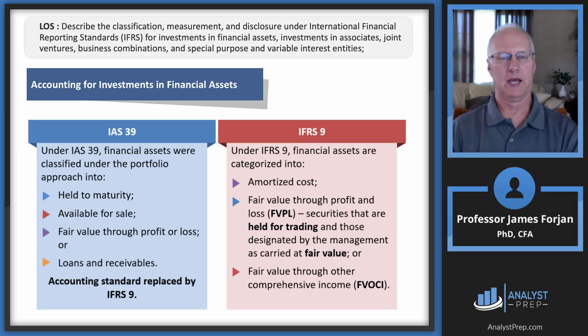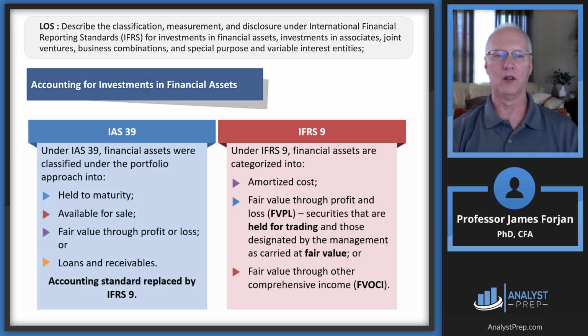All right, how do we account for investments in financial assets? Notice on the left-hand column, we give you just a little bit of a history lesson. I surely remember when I was going through the program back in the early 2000s, under IAS 39, held to maturity and available for sale. Those terms are not used at all anymore. They were replaced by IFRS 9 around 2018. And so now we have three choices. We can categorize them as amortized cost, fair value through profit and loss.